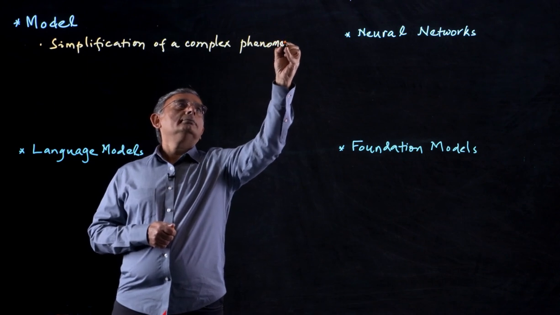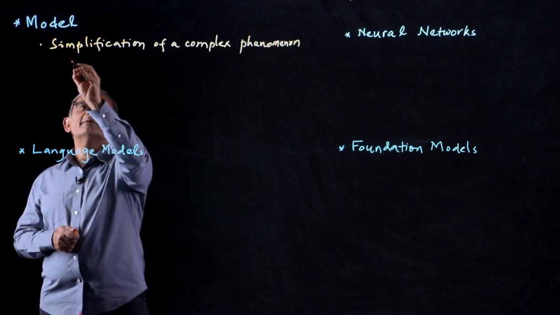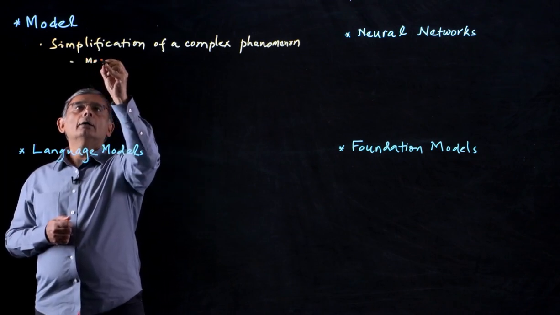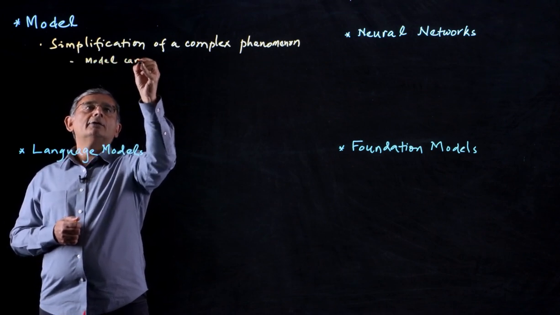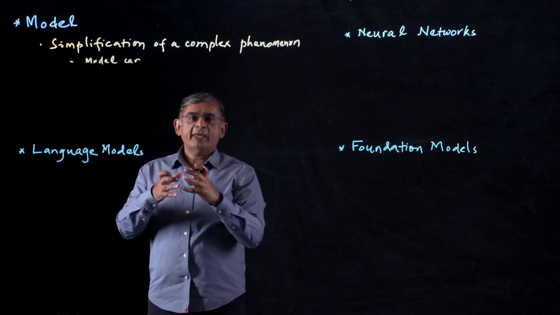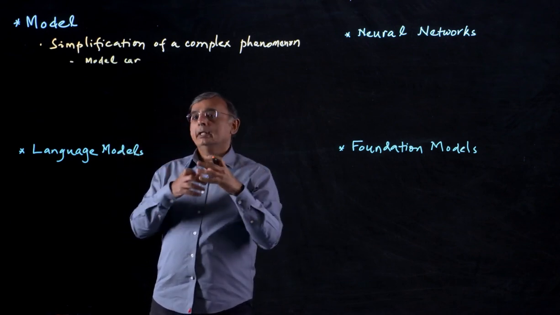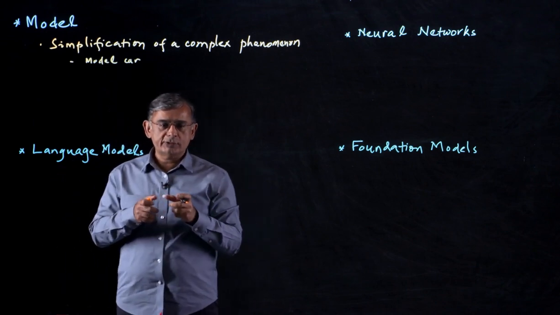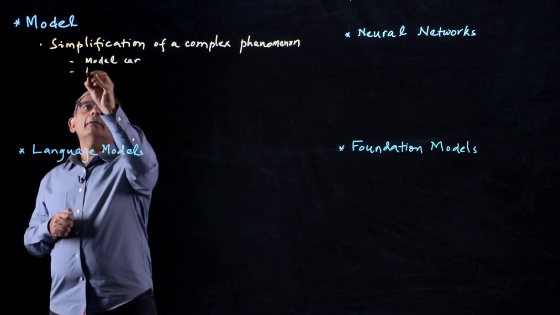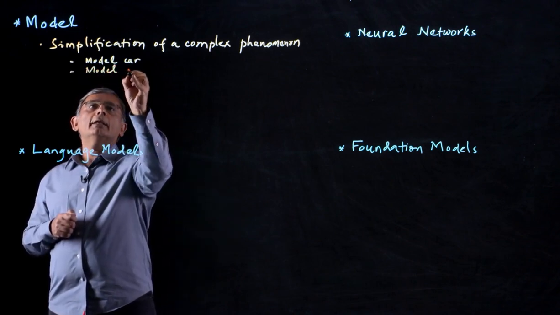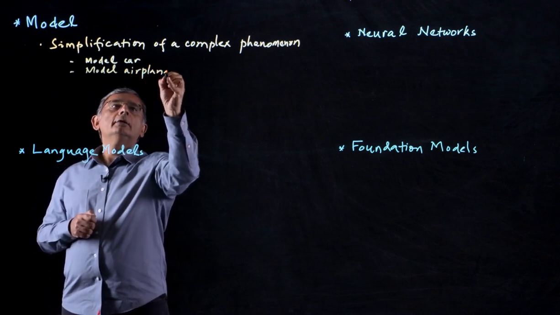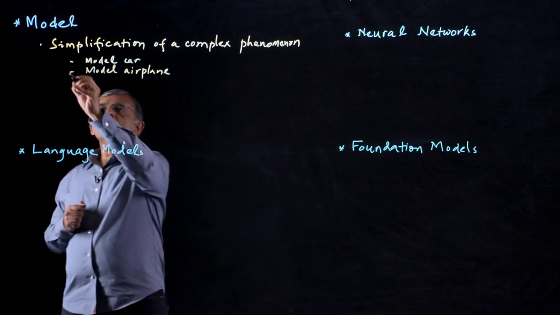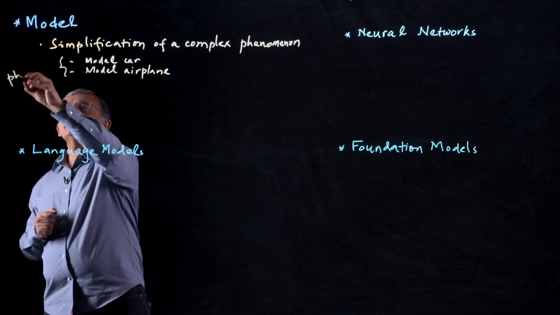How do we make it a little more real? So let's think of some examples. For instance, a car, it's a complex object. A model car that we get as a kit or as a toy is a simplification. It doesn't have all the features. It could be still big enough that maybe a child can get into it, or at least it's remote controlled. Similarly, even a more complex phenomenon is an airplane, and you can think of these as another way of capturing that complexity and simplifying it. These are examples of what we would call physical models.